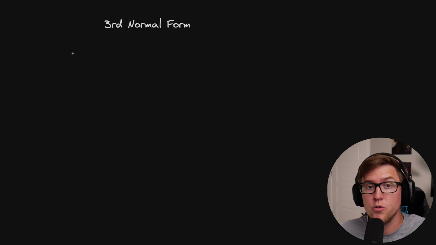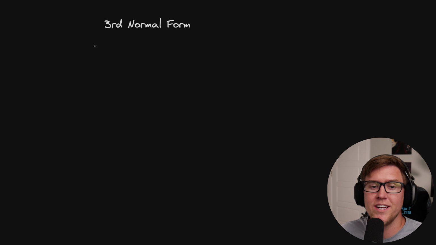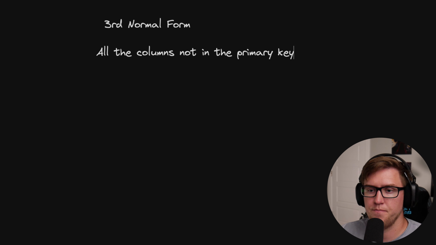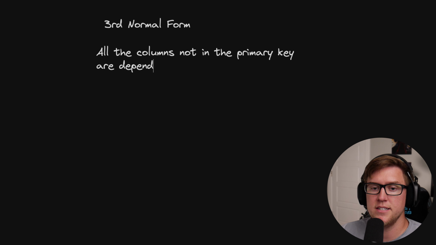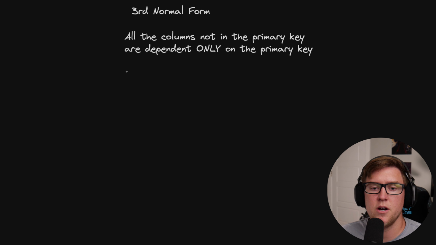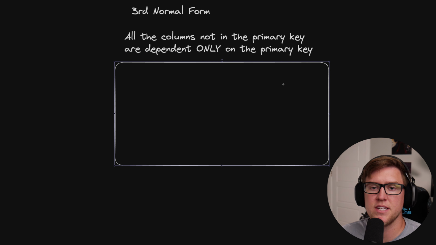Moving on, we've got third normal form. So remember, a database in third normal form follows all the rules of first and second normal form, but also one additional rule. And that is that all the columns not in the primary key are dependent only on the primary key. Let's bust out an example. I'll use the same example as last time.